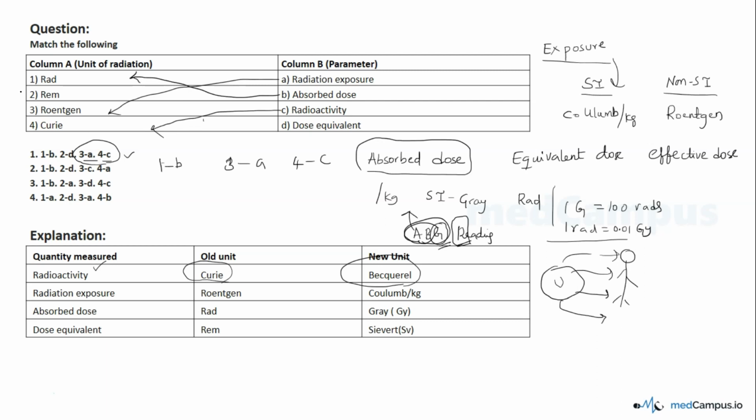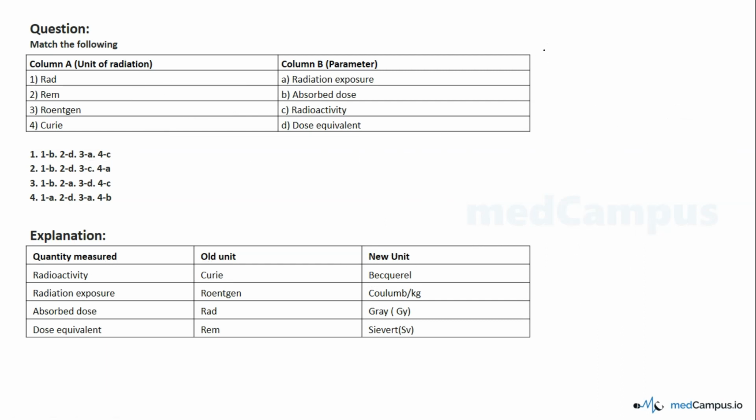So we are left with 2. We'll come back to that. So please remember these 3 parameters. Let me revise again. We have covered activity so far, then we have covered exposure, and then we have covered absorbed dose. Now we have 2 important parameters again. One is equivalent dose and the other is effective dose.